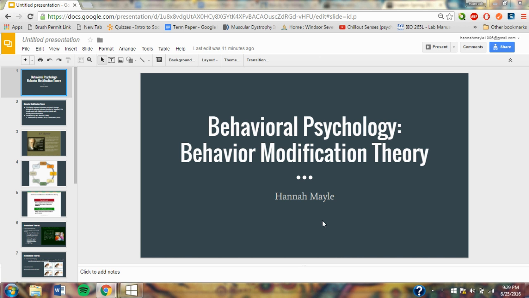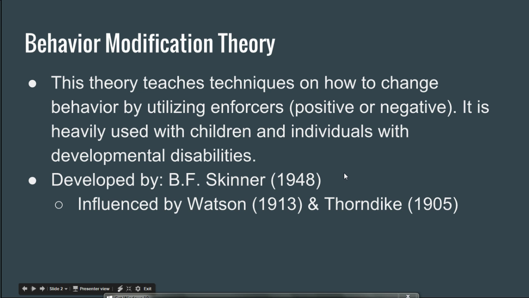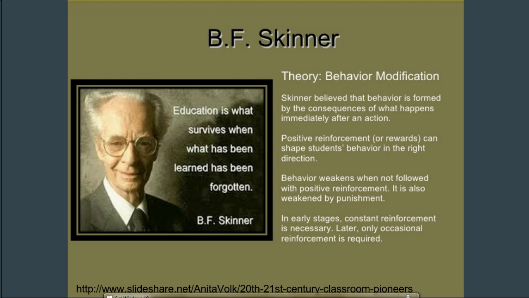Hey guys, today, or this week I guess, we're doing the behavior modification theory. This theory was developed by Skinner in 1948. His work was influenced by Watson and Thorndike, and we'll talk about some of the influences in a little bit. This theory basically teaches techniques of how to change behavior by utilizing positive and negative reinforcements. It's often used with kids as they're growing up, as well as people who have developmental disabilities.